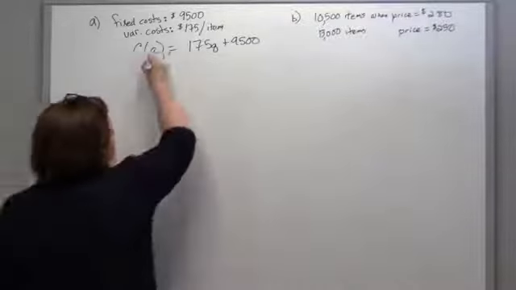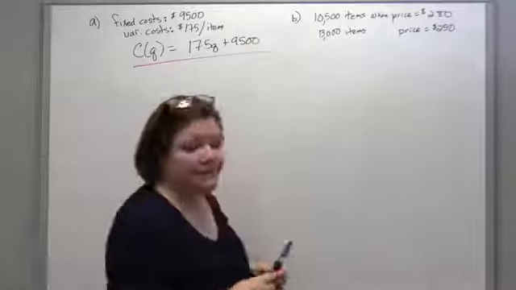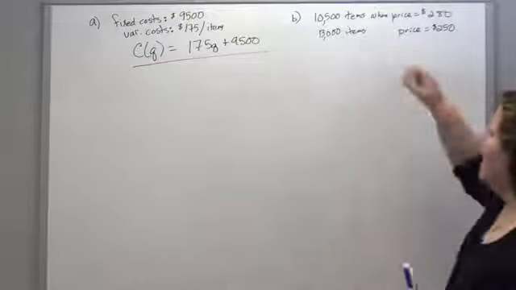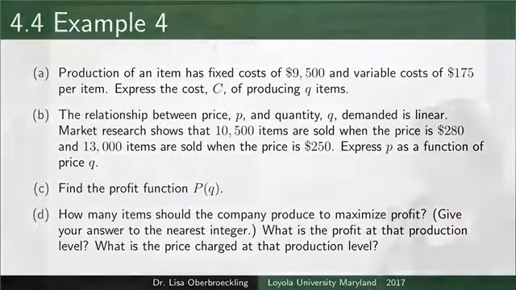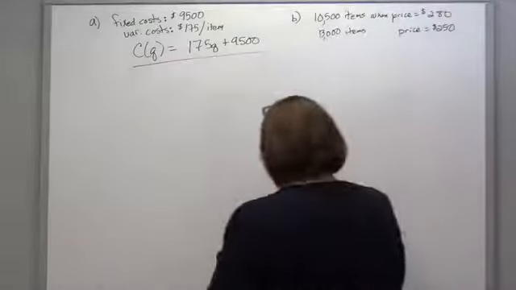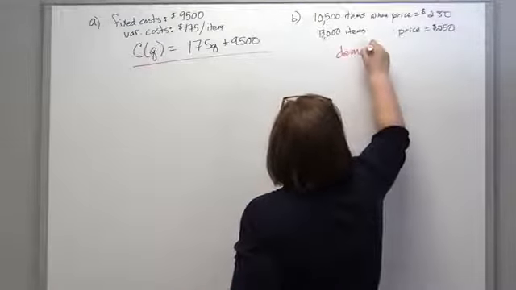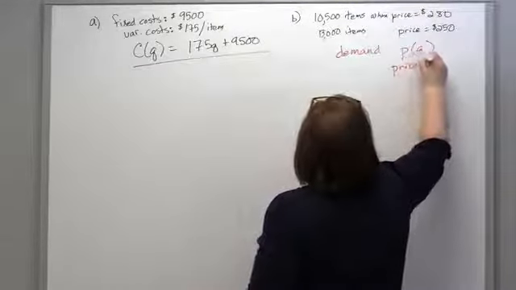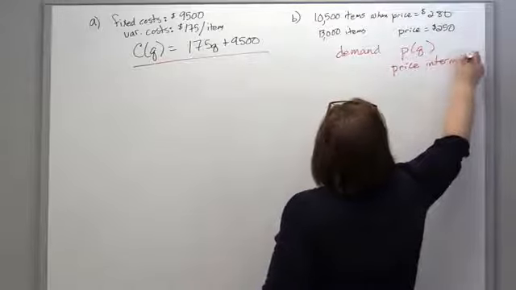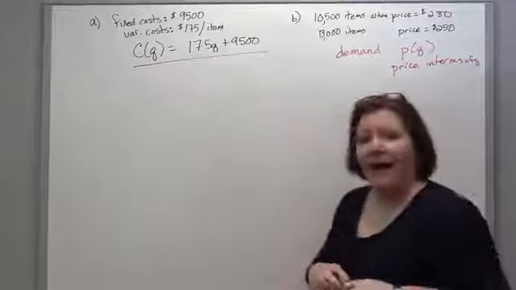Now, in part B, we're given a lot of information. And we are told that we have 10,500 items when the price is $280, and we have 13,000 items when price is $250. And so we are asked to find the demand function. So we want a demand function, P in terms of Q, price in terms of Q, which may be backwards from the way we think of it.